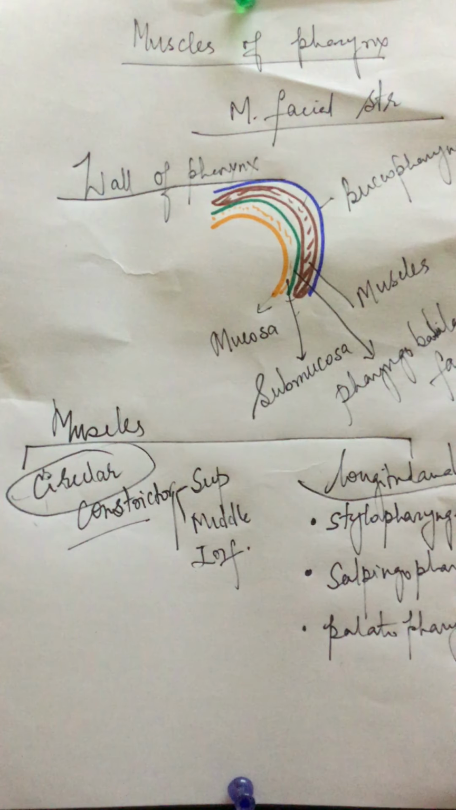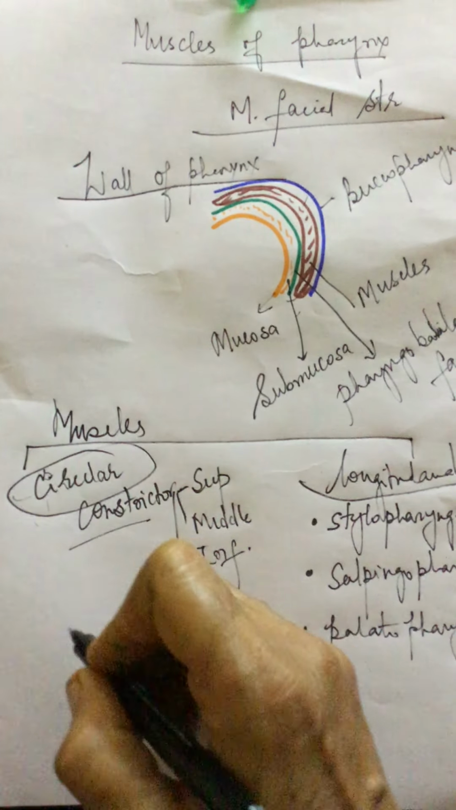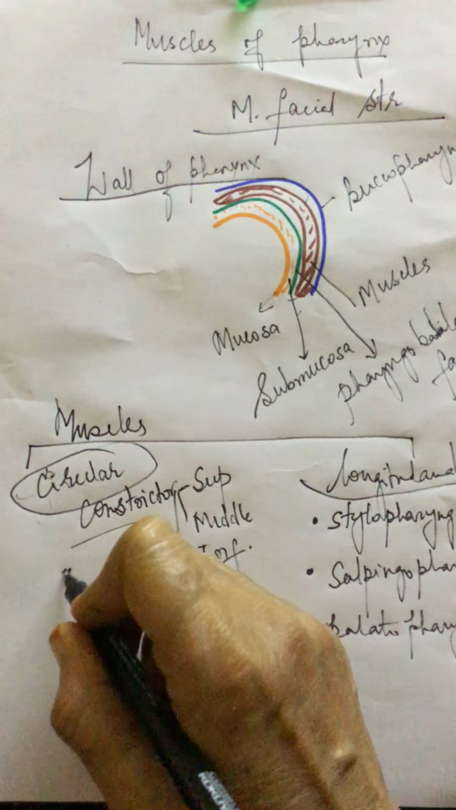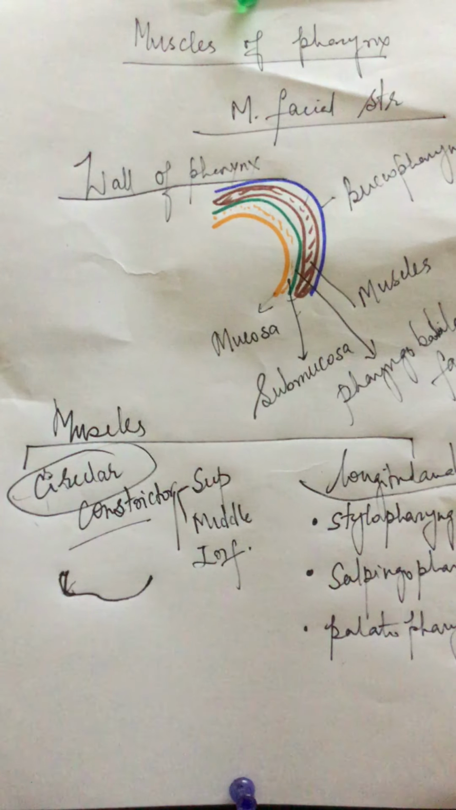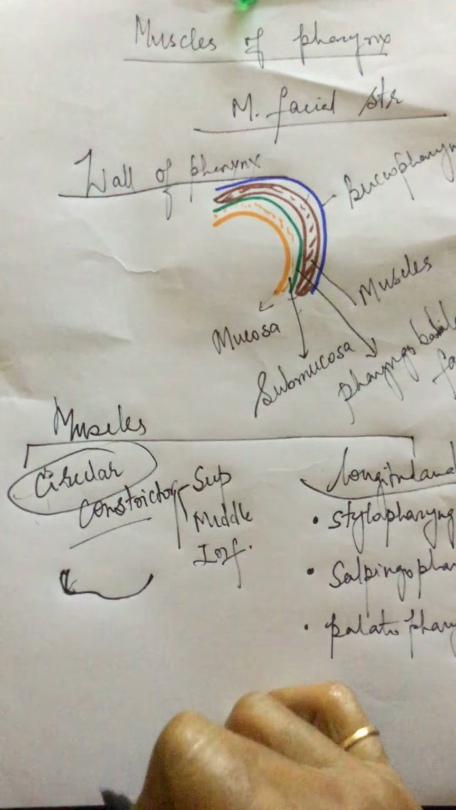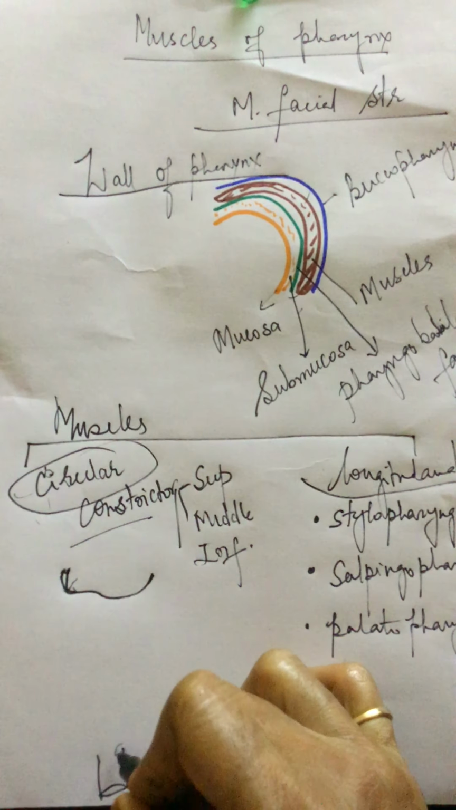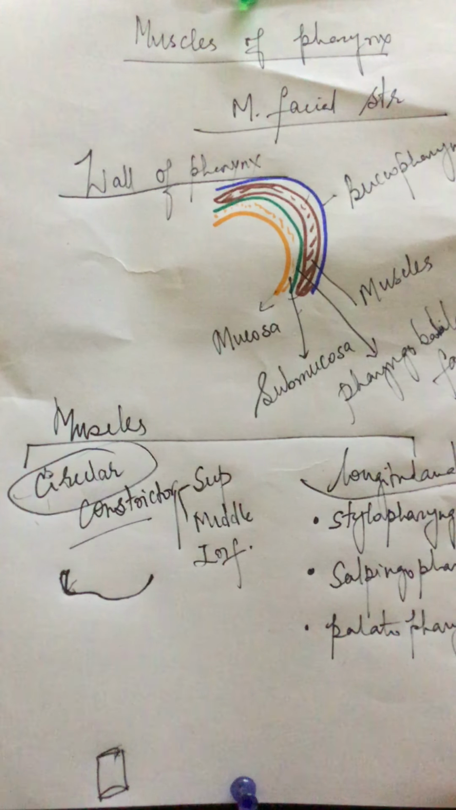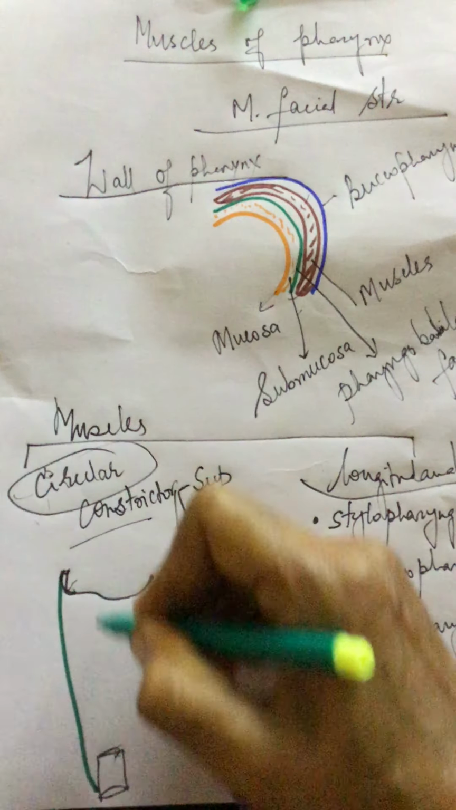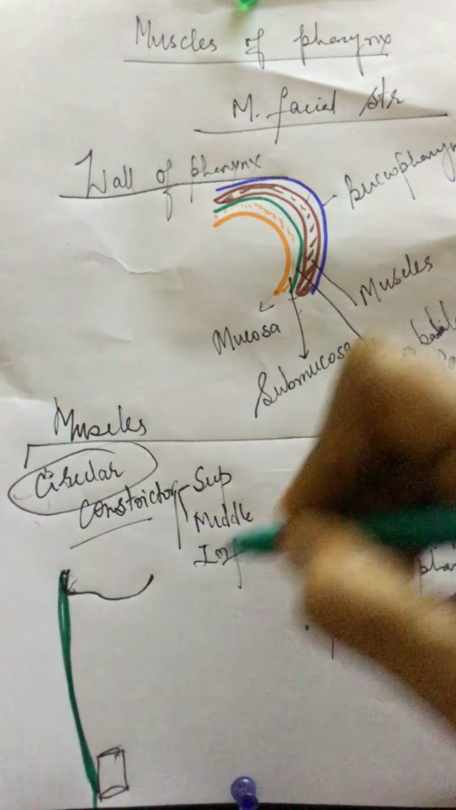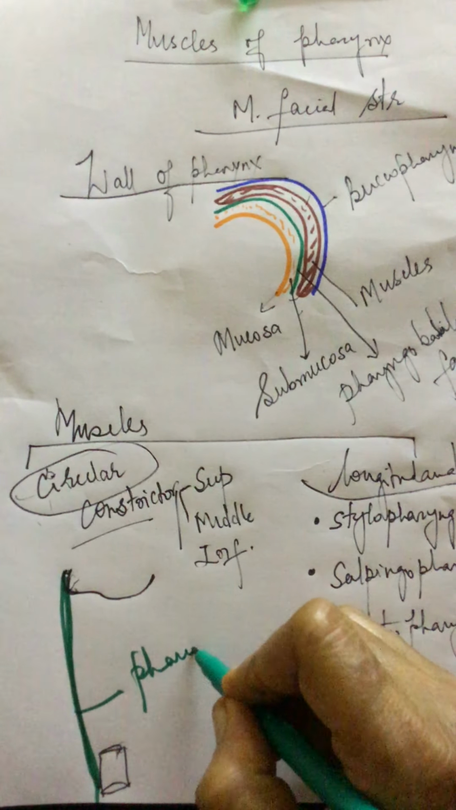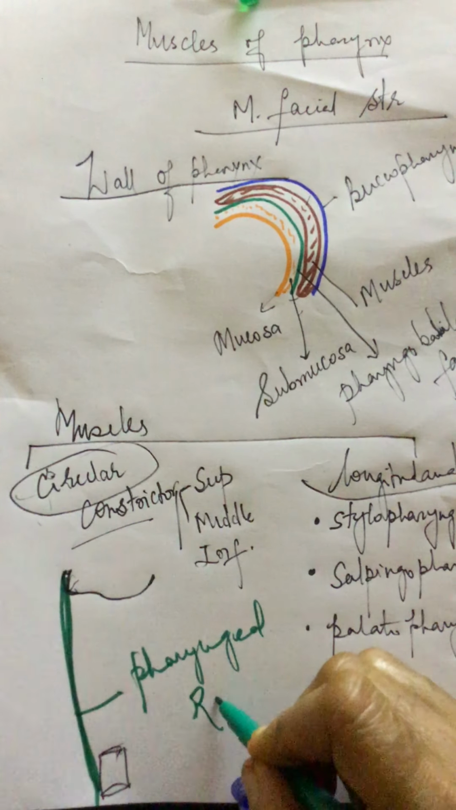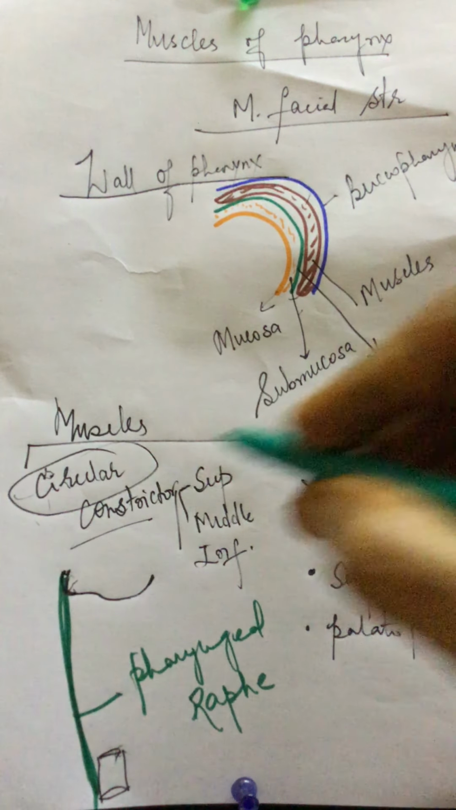These constrictor muscles surround the pharyngeal wall around the tube, and they are inserted into the pharyngeal fascia or pharyngeal raphe, which extends from the base of the skull to the wall of the esophagus. The pharyngeal raphe extends from the base of the occiput and almost merges with the wall of the pharynx. So the common insertion of all these constrictors is the pharyngeal raphe. The raphe is the extension of the fascia from the base of the skull.